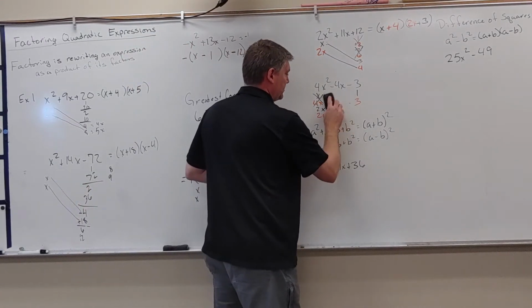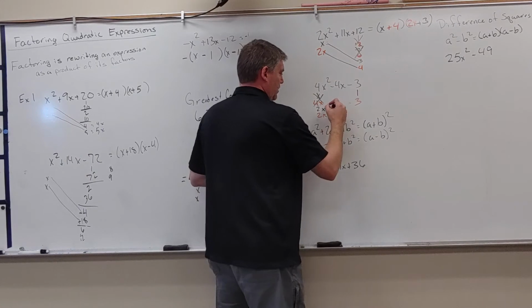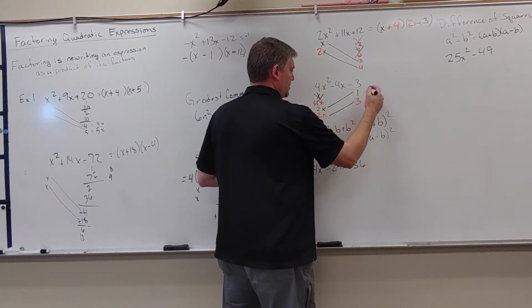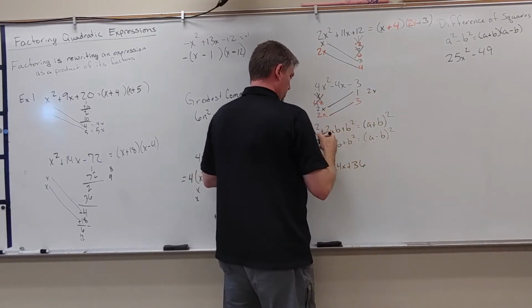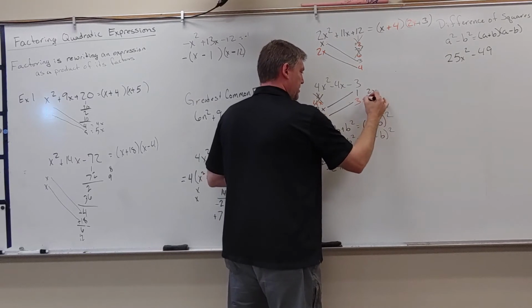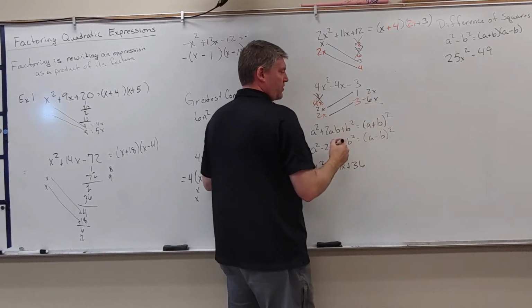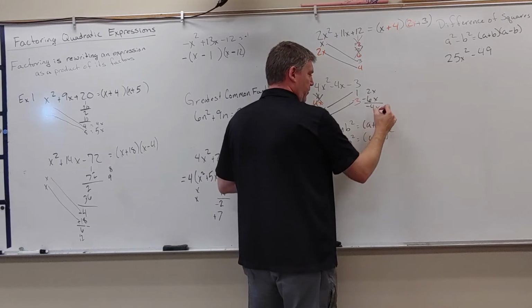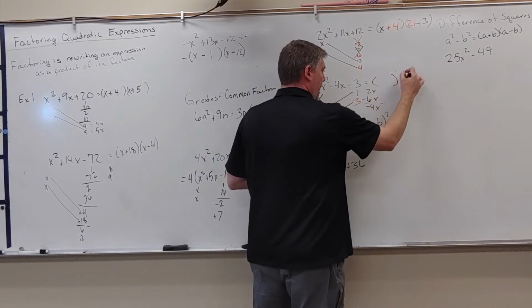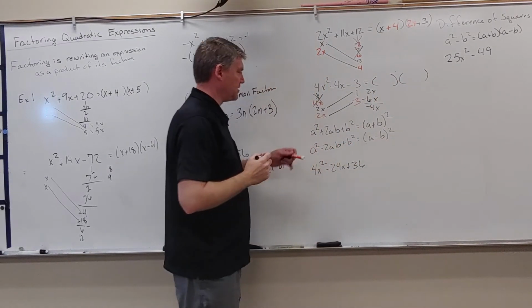So now I'm going to test it. So 2x times 1 is 2x. 2x times 3 is 6x. I'm going to subtract those, which forces 3 to be negative, which gives me -4x. So now I know my pieces here.